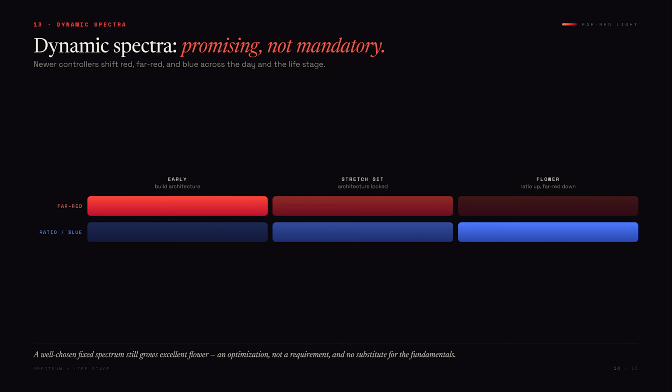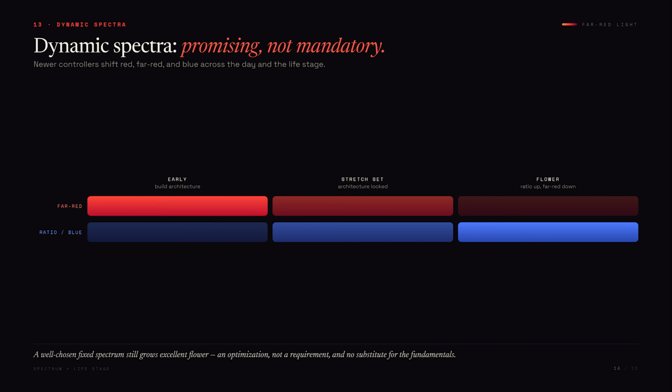Let's bring this into the room you actually grow in. The frontier right now is dynamic spectral control. Instead of one fixed recipe from seed to harvest, newer controllers can shift the ratio of red, far red, and blue across the day and across the plant's life stage. The idea is to use a touch of far red early to drive the canopy architecture you want, open it up, get some height and some space between the sites, then pull the far red back and raise the ratio to tighten everything up as flower fills in. That's a real and promising direction, and it lines up cleanly with the biology we just walked through.